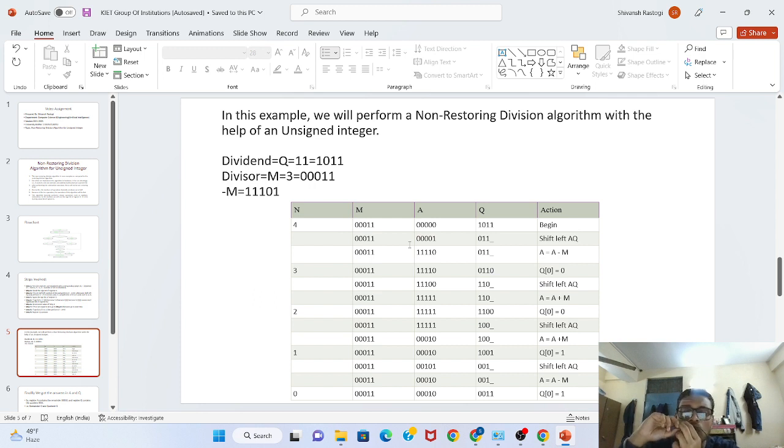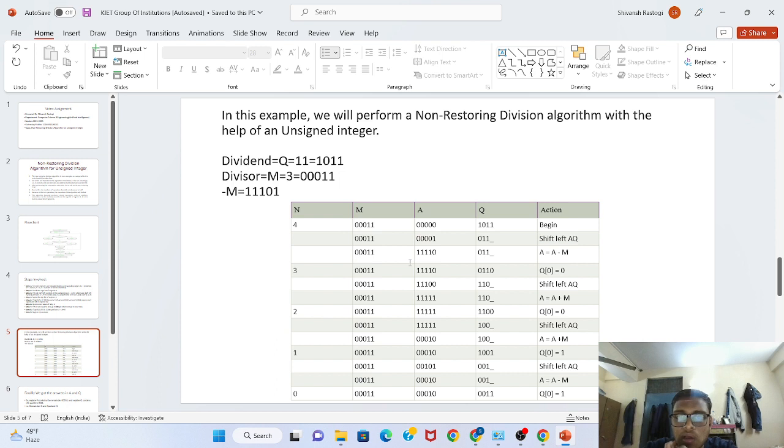So minus M we get by taking the 2's complement of M, that is 11101. So here we see with the first step, as the number of digits is 4, n is initialized with 4. Value of M, that is the divisor, is 00011. Accumulator is initialized with 0, and Q is 1011. So now first we compare the most significant bit, the sign bit of A. Sign bit of A is 0, and if the sign bit of A is 0, we perform the operation accumulator equals to accumulator minus M after shift left of AQ, after shifting the values of accumulator and Q. Okay, so we get the numbers as follows.